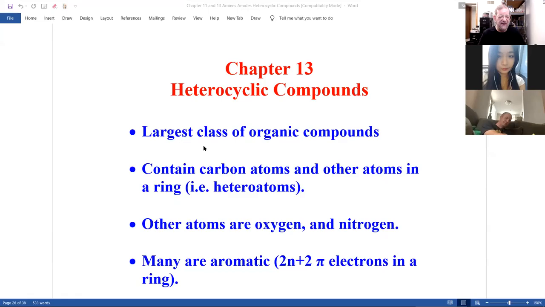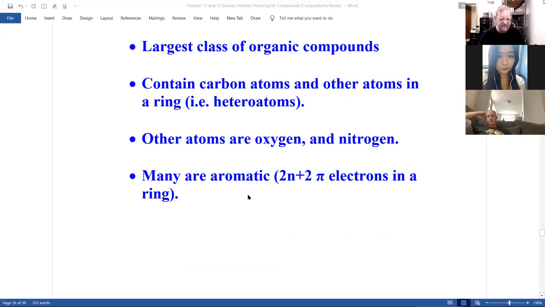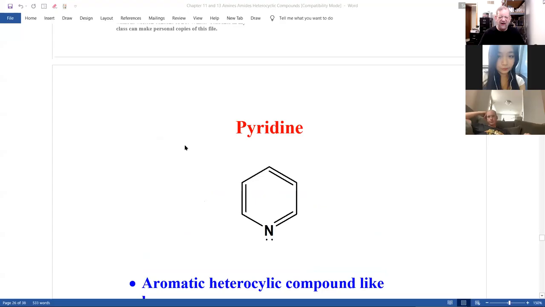All right, switches on for prior to the slide. Heterocyclic compounds and... let me go through the slide and we'll take our break. You don't have to know, but it's the largest class of organic compounds. You should know what is a heterocyclic compound. It's a compound that contains carbon and other atoms in a ring. And those other atoms, also known as heteroatoms, are either oxygen, nitrogen. That's what you should know from this slide. And many of them are aromatic.